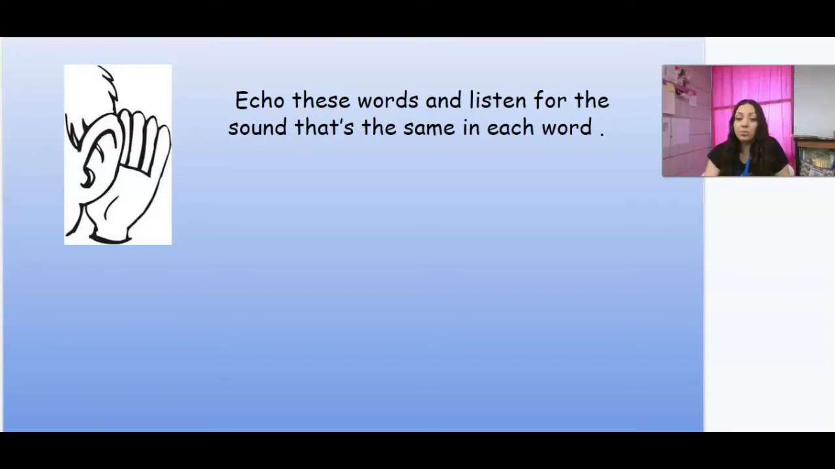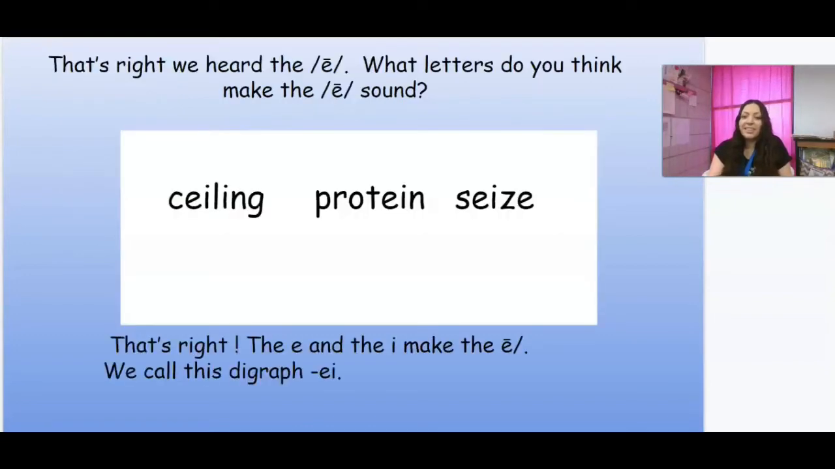All right, so you're going to echo the words that I say and listen for the sound that's the same in each word. Are you ready? Protein, ceiling, siege. You ready? Protein, ceiling, siege. What did you hear there? That's right, you heard the E sound in there. So let's look at it very carefully and break it apart and see if you can figure out what letters are making that E sound.